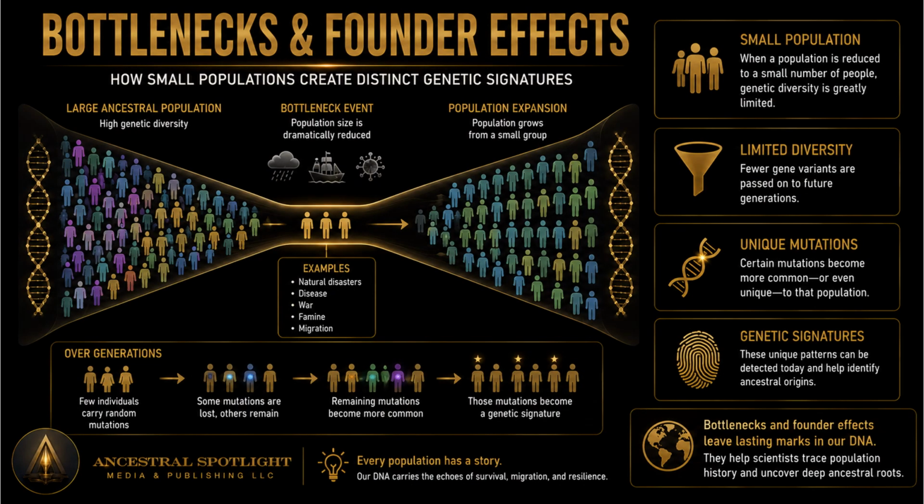Population bottlenecks occur when a group becomes very small. As generations pass, certain mutations become concentrated within that population. Many ethnicity markers and population signatures exist because of historical bottlenecks and founder effects. These events create identifiable genetic patterns.